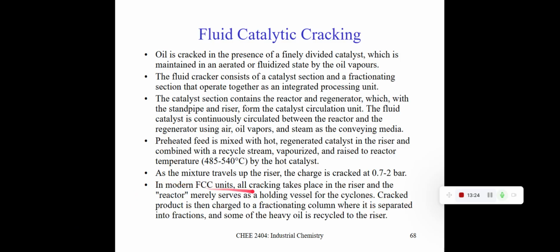So in modern FCC, all cracking takes place in the riser and reactor. Holding vessel for the cyclones, the cracked products are then charged to the fractionating column, where they are separated into fractions. Some of the heavy oil is recycled to the riser, same as we discussed in the previous slide.